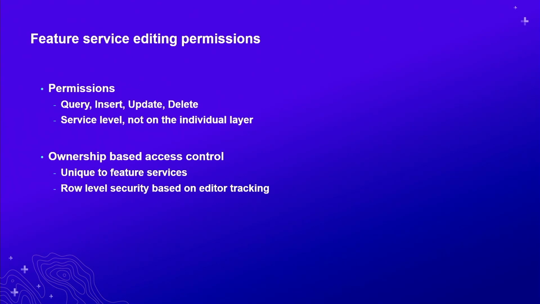A final note here about permissions. They're very similar to what you'd see with enterprise geodatabases, but note that they're applied to the service rather than to the individual layer. This means that all permissions on a given service data store will be the same for all of the layers within that data store. Something unique to feature services is ownership-based access control. This is row-level security that allows an admin to determine who can edit individual rows. As a Pro SDK developer, you won't be aware of ownership-based access control. You just won't see rows that you're not allowed to see, and you may get failures when attempting to edit rows you don't have permissions to edit.